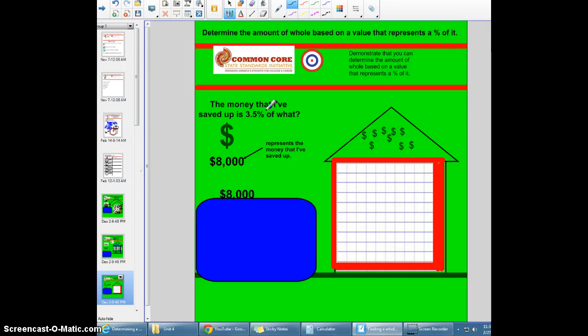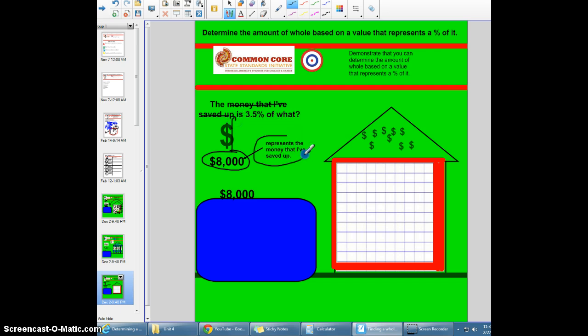The money that I've saved up is 3.5% of what? First of all, let's put this into some context by asking ourselves some questions. What is the money that I've saved up? The money that I've saved up is $8,000. Okay, so we don't have to worry about the money that I've saved up. So let's just translate that. The money that I've saved up, really $8,000, is 3.5% of what number?